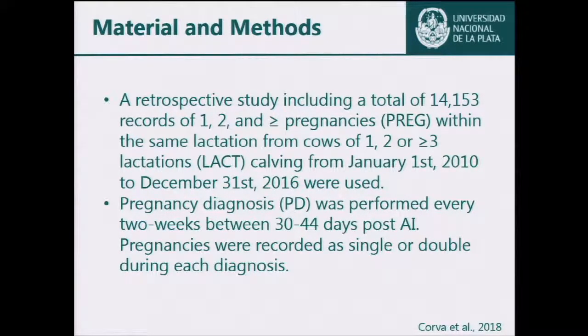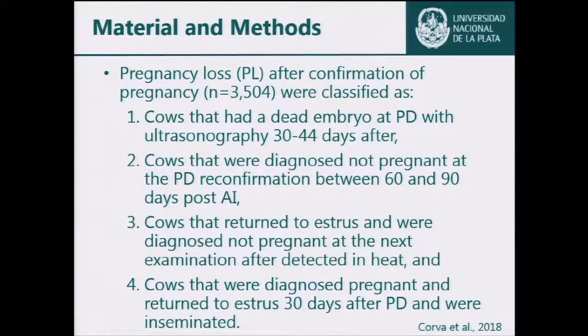Pregnancy diagnosis was performed every 2 weeks by the practitioner using ultrasound, and was done between 30 and 44 days post-AI, and pregnancy was recorded as single or double during the diagnosis. Pregnancy losses after confirmation of pregnancy were classified. There were 3,504, and basically they were classified in 4 categories.